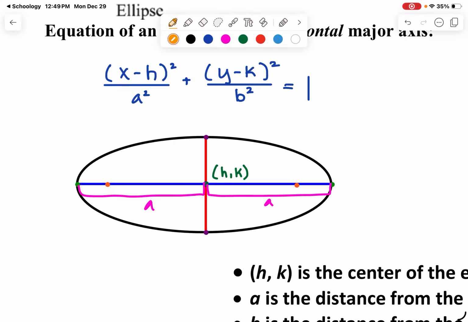B is this distance from the center to a covertex. So this distance is B. This distance is also B. Okay, so that's how you're going to write the equation of an ellipse. And you're like, hey, what are these foci doing here? We'll get to those in a moment.